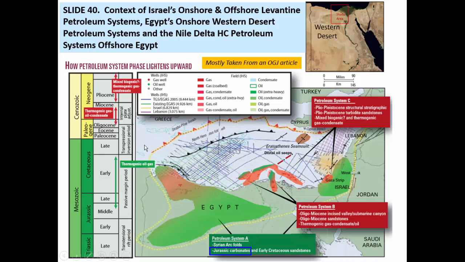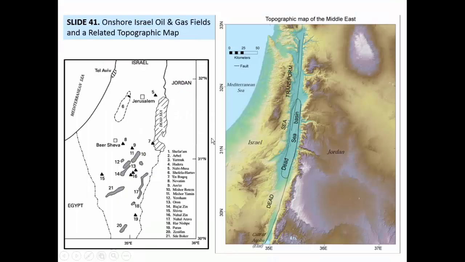Raman reversal in these areas. That's what's causing these fields to develop. This is onshore Israel, Dead Sea. This is a topo map of Israel itself. It shows you the Dead Sea through here. And there are the fields down through here.